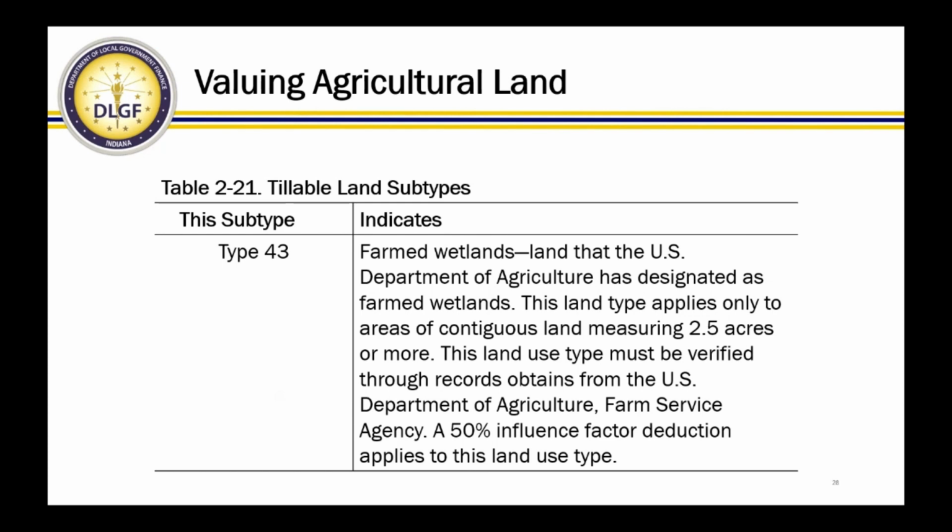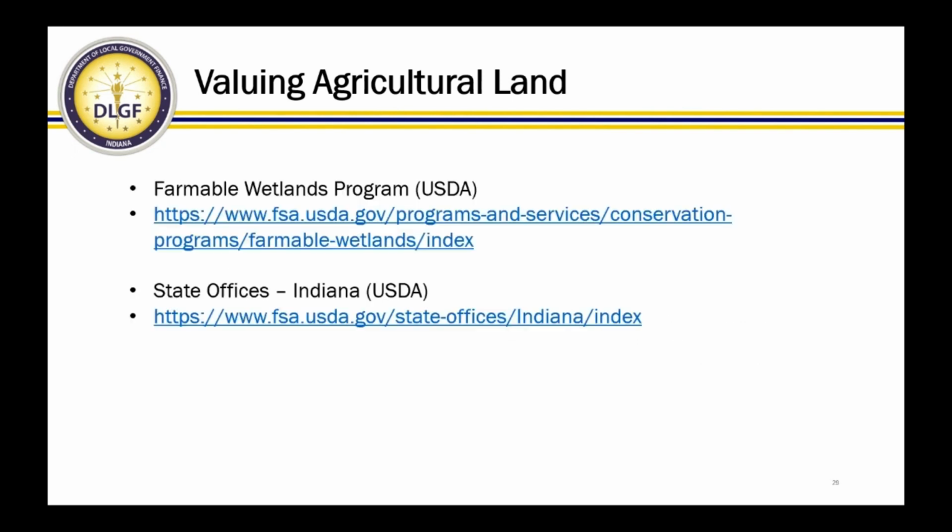The next, type 43, is farmed wetlands, and this is land that the U.S. Department of Agriculture has designated as farmed wetlands. This applies only to contiguous land measuring 2.5 acres or more. So that's a key determinant: is it 2.5 acres or more? A 50% influence factor deduction applies to this land use type. So basically, you need to look at, I'll keep mentioning it, each parcel, each property individually and separately to make a determination on whether or not it meets certain criteria. As you can see, there's the link for both the USDA and also the state offices in regards to wetlands.